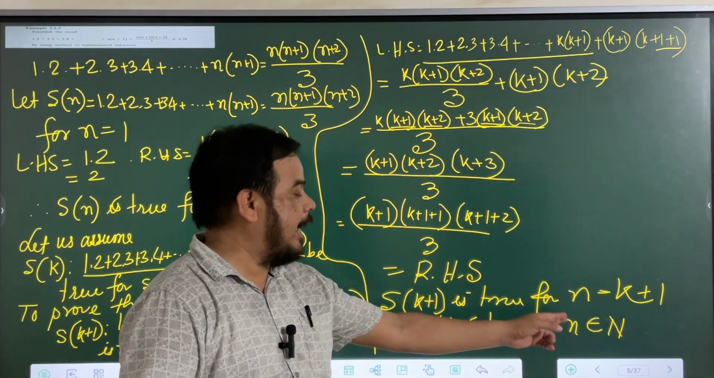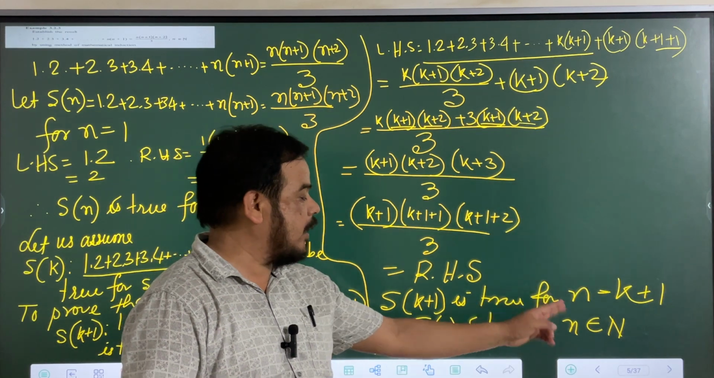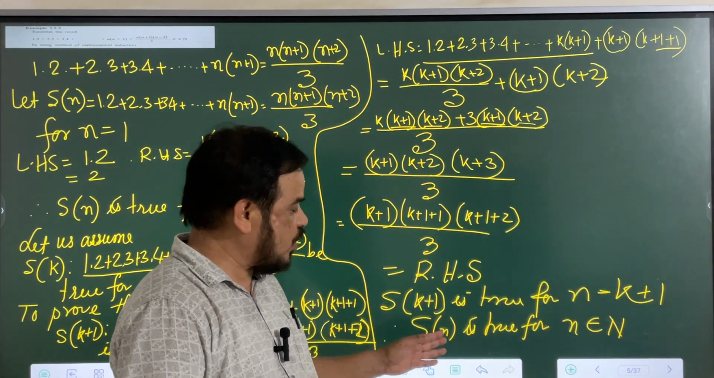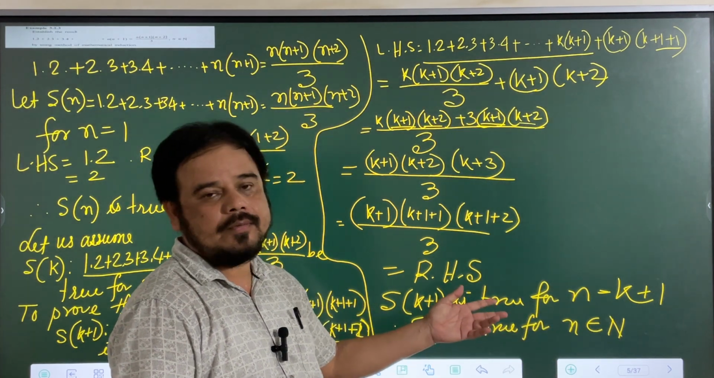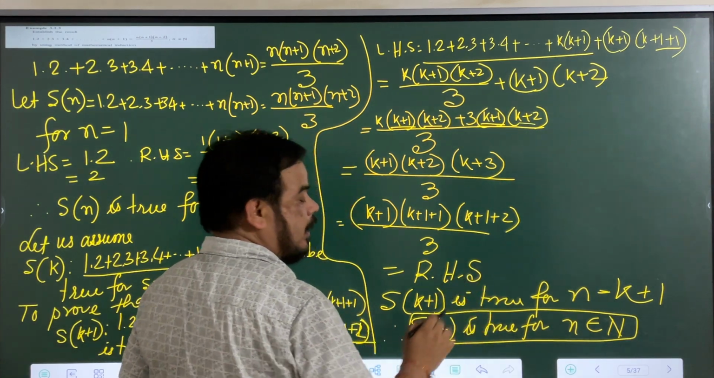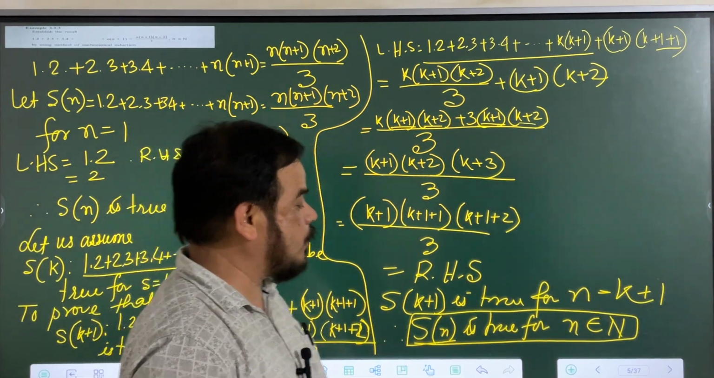Sn is true for n, Sk is true for k, Sk plus 1 is true for k plus 1, Sx is for x, so anything. So this is what you have to write always at last. This is the conclusion of this sum.